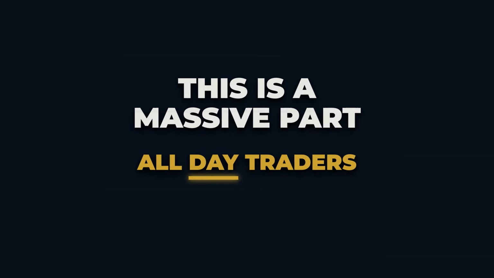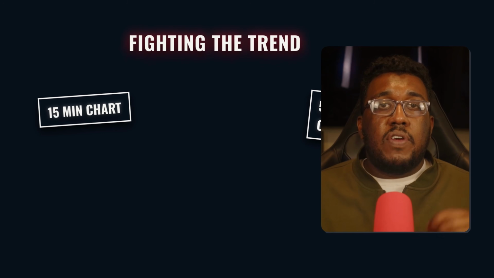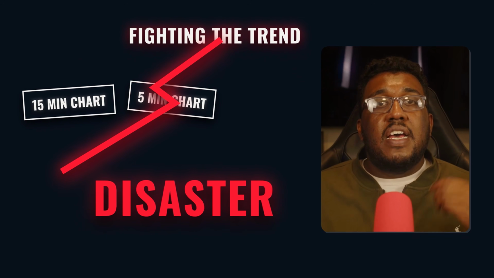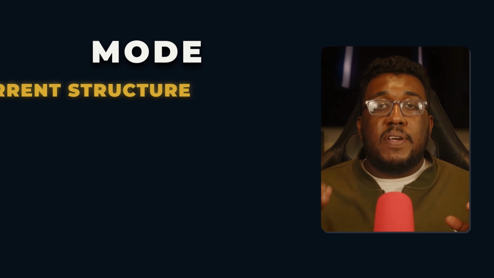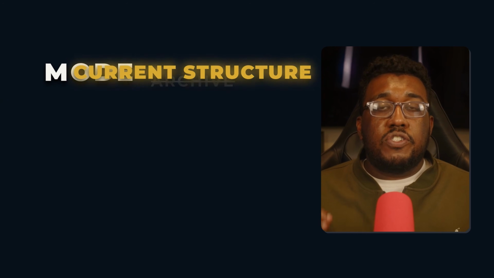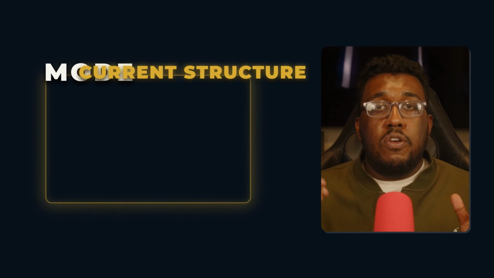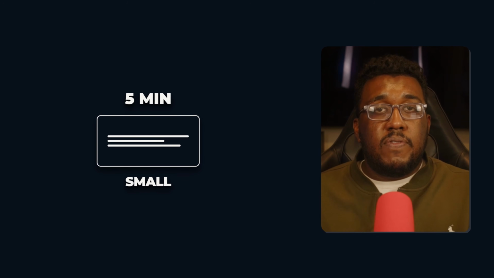This is a massive part of all day traders' lives, and you guys have to understand it now. If you are fighting the trend on the 15-minute time frame, nothing on your 5-minute chart is going to save you. It's always going to lead to a disaster. This is the configuration that keeps you aligned. For the mode, I want you guys to keep this set to present, especially on the 15-minute chart. You need current structure, not archive structure. For your internal structure labels, keep that a normal size. And on the 5-minute chart, you guys can run small labels because the chart is moving very fast.